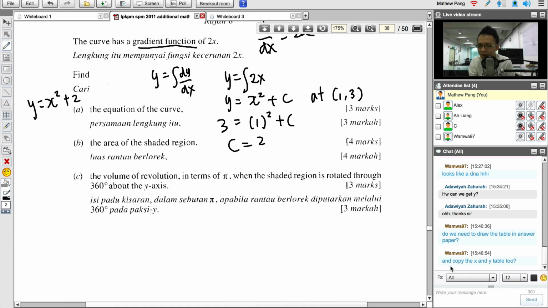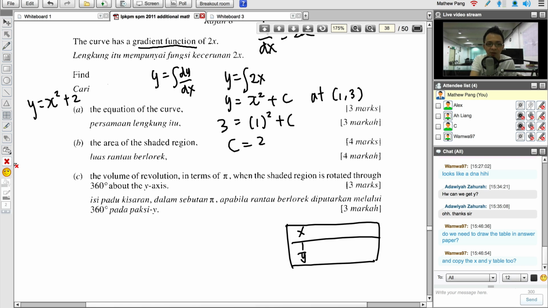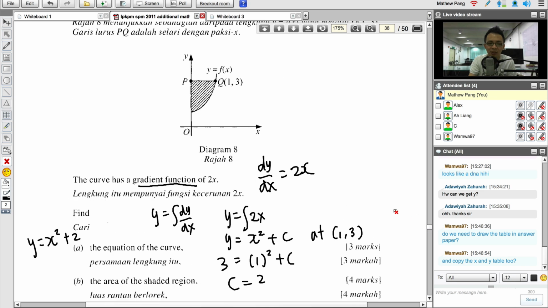And copy an x and y table too. Oh, alright, I forgot to answer the one question. Actually, you don't need to copy x and y. You just need to have the table for x and 1 over y, because this is what you're going to use on the table. The y value is not so important anymore for the question just now. Alright, so after I got the equation, I'm going to erase this one because I'm not going to use it.